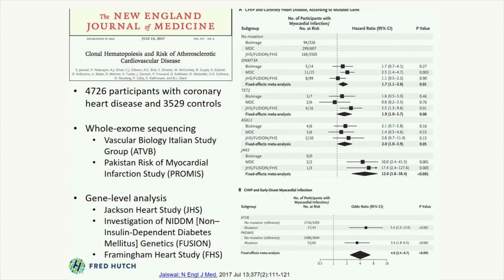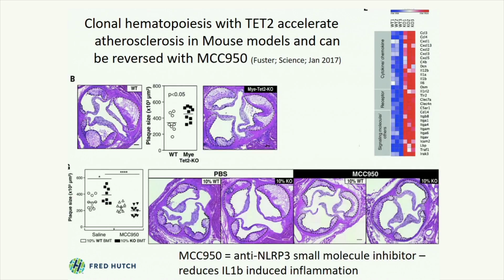Another large study that looked specifically at coronary heart disease and controls showed that in this meta-analysis, where in 2 of these large studies, they looked at whole exome sequencing data. In 3 of these studies, they looked at gene-level analysis. They showed that when you had mutations in DNMT3A, ASXL1, and really, in particular, JAK2, there was a higher hazards ratio associated with coronary heart disease. In the group that had whole exome sequencing, there was a higher odds ratio associated with early onset MI. So this is one of the reasons why we should care.